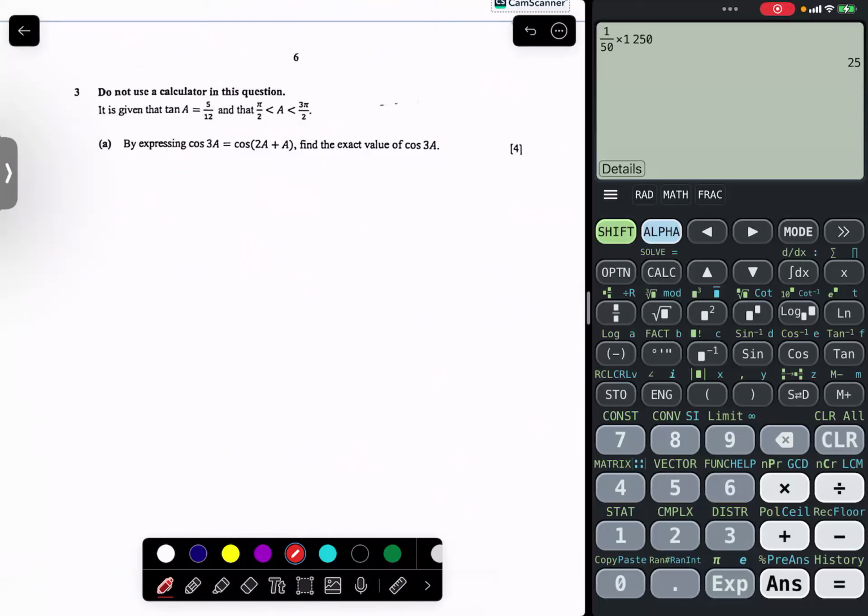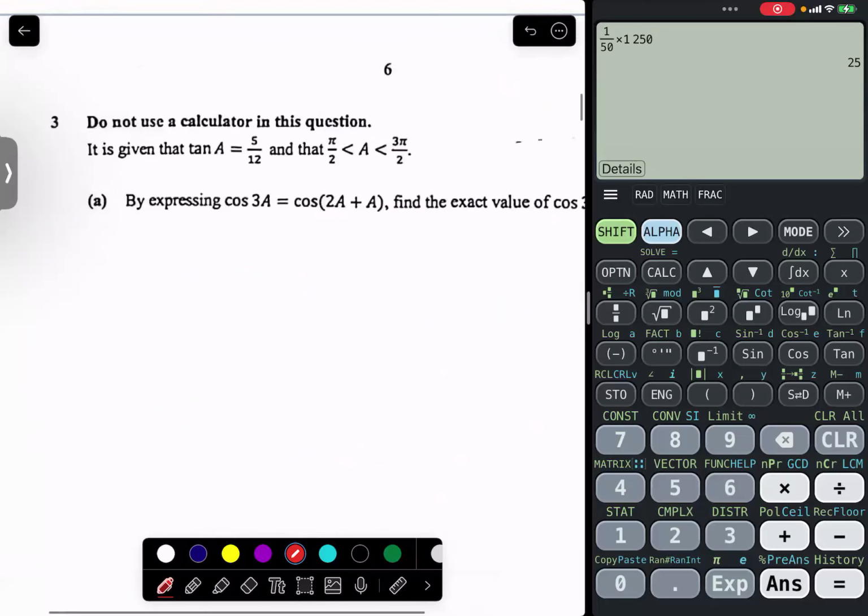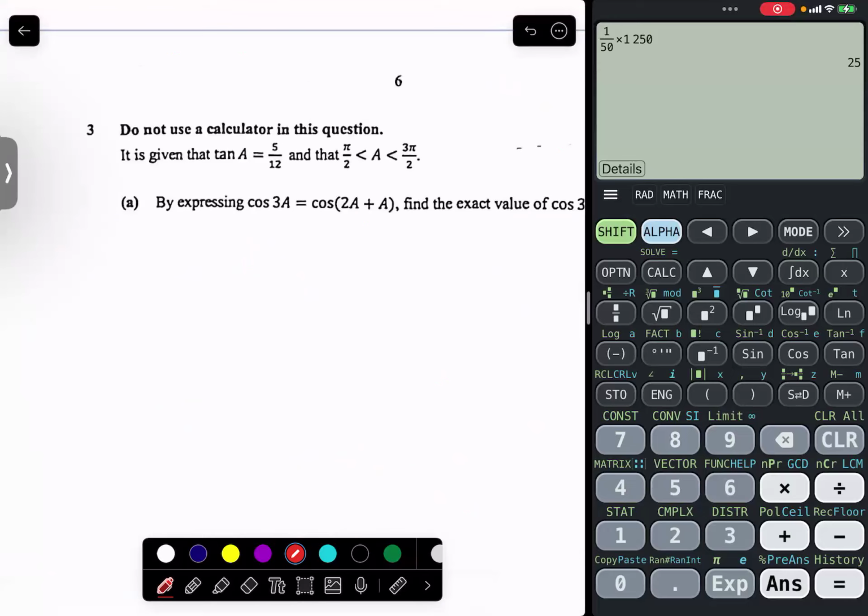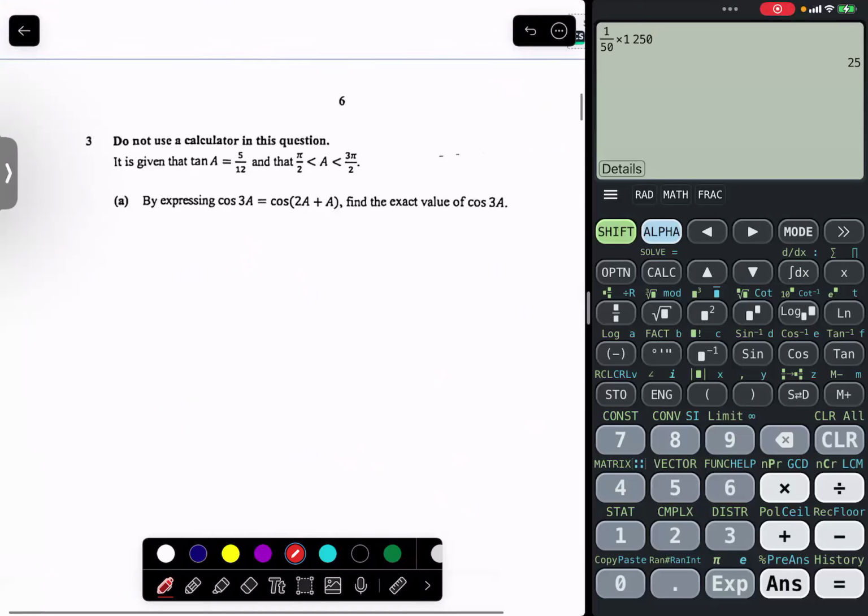Okay, question 3. It is given that tan A equals 5 over 12 and A is greater than pi over 2, less than 3 pi over 2. By expressing cos 3A as cos(2A plus A), find the exact value of cos 3A. Okay, so tan A is equal to 5 over 12. Pi over 2 means it's 90 degrees. 3 pi over 2 is 270 degrees. Since tan A is positive, that means it must lie in quadrant 3.